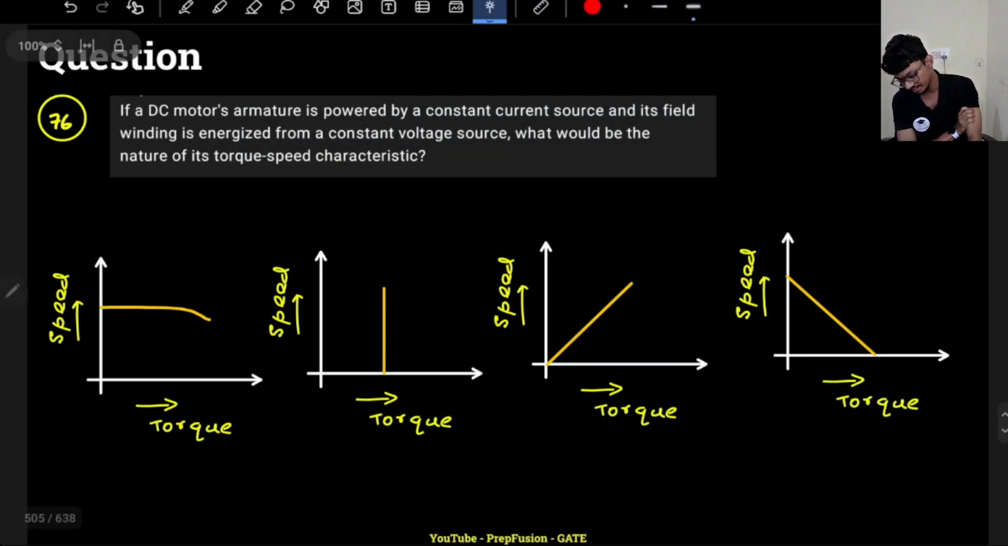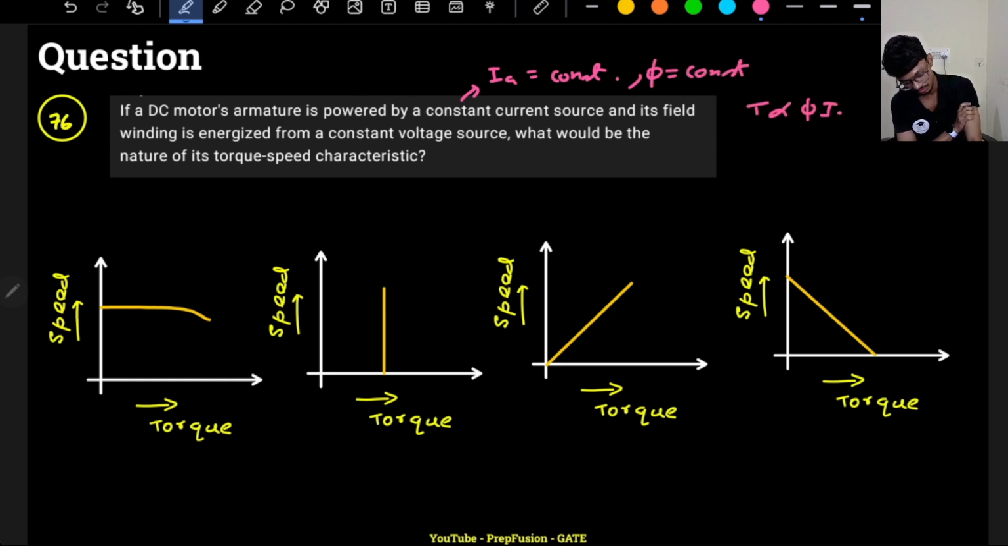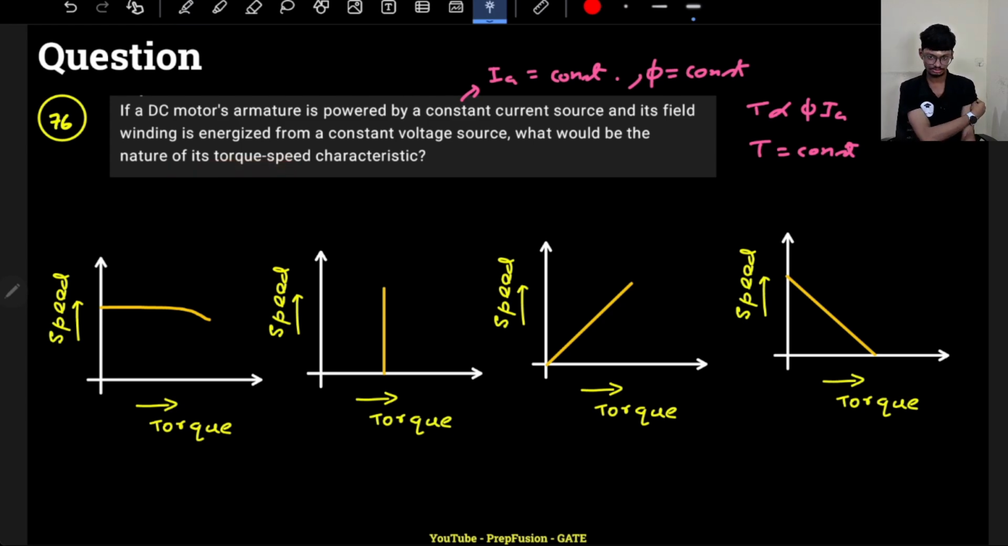If a DC motor's armature is powered by a constant current source and its field winding is energized from a constant voltage source. Okay, the DC motor armature is energized by a constant current source, so the current Ia is constant, they are telling me, and its field is energized by a constant voltage source, so the flux is also constant. So I can directly say that the torque will be flux into armature current, that is, torque is constant. Now what they are asking is the nature of its torque speed characteristics. So torque will be constant no matter whatever the speed is.